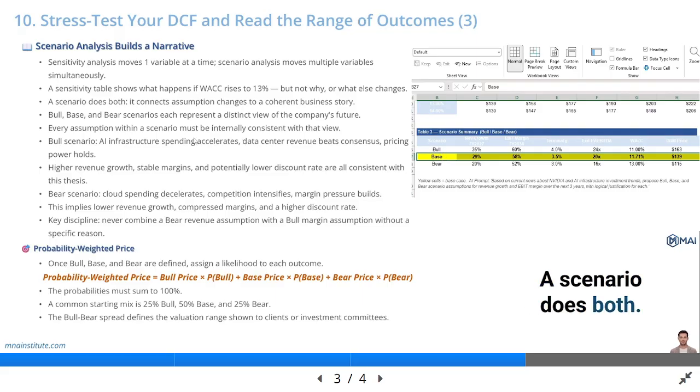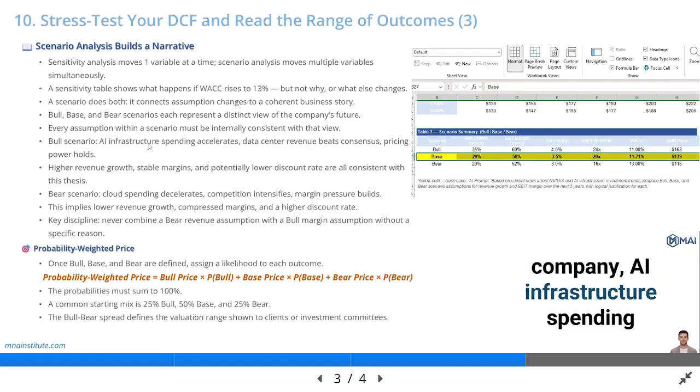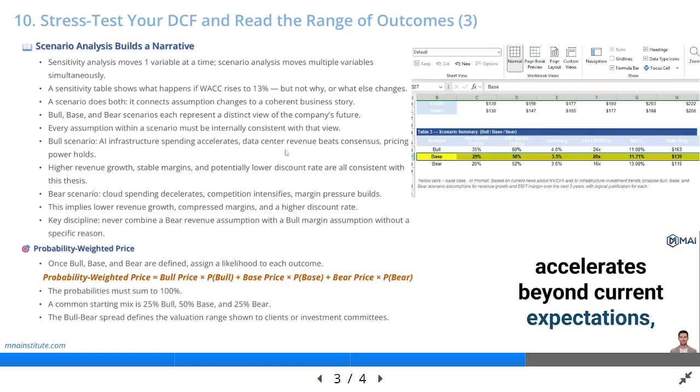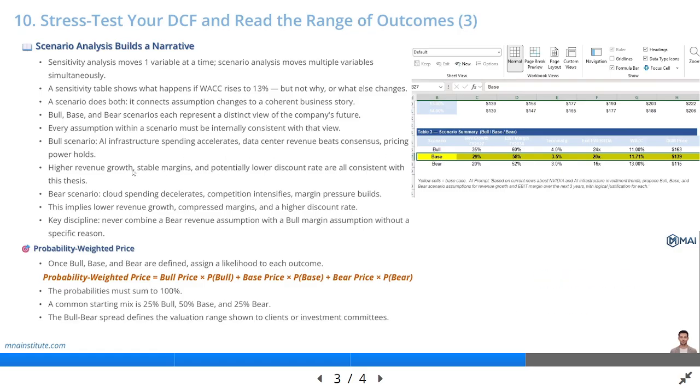A scenario does both. Bull, base, and bear scenarios each represent a distinct view of how the company's future unfolds, and every assumption within a scenario must be internally consistent with that view. In a bull scenario for a high-growth semiconductor company, AI infrastructure spending accelerates beyond current expectations. Data center revenue grows faster than consensus, and pricing power holds as demand outstrips supply. Higher revenue growth, stable or expanding margins, and a potentially lower discount rate are all consistent with the same thesis.